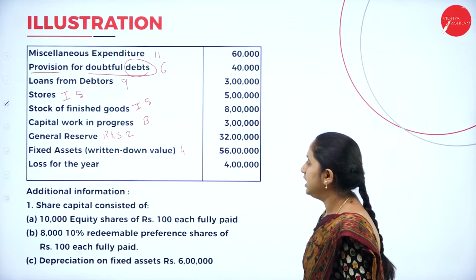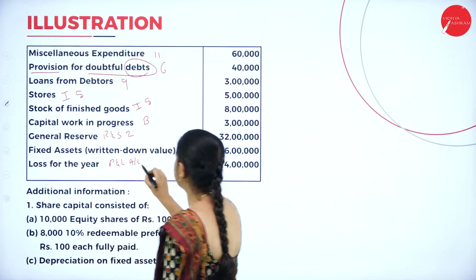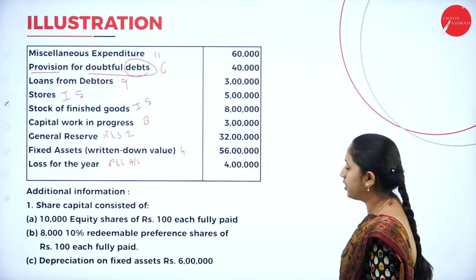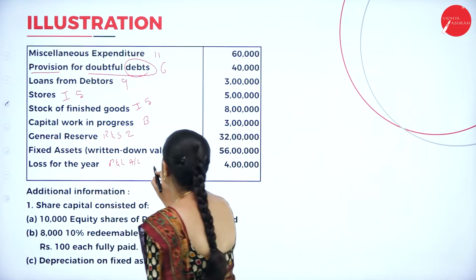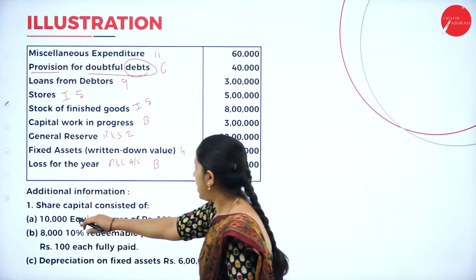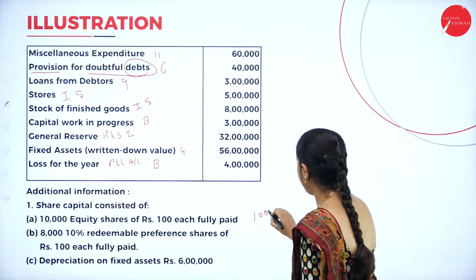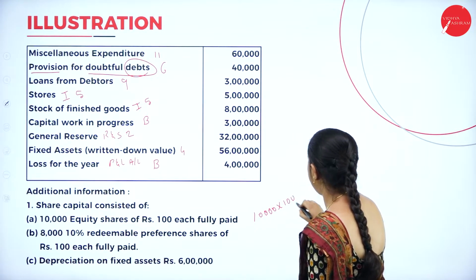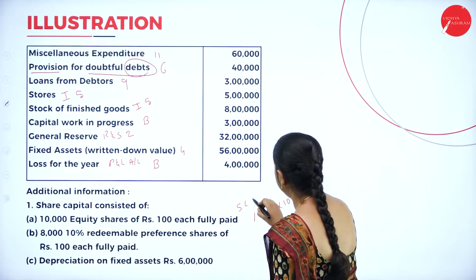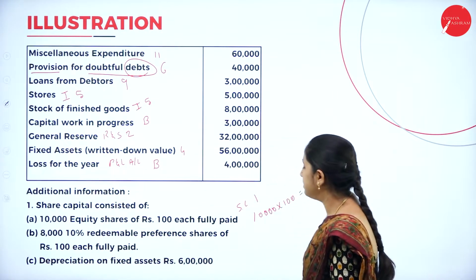Then loss for the year. This loss is the profit and loss account final amount. That means for the current year we are in a loss of 4 lakhs. So profit and loss account is directly in balance sheet. Next, additional information. 10,000 equity shares of rupees 100 each fully paid. That means 10,000 into 100 is share capital. This is share capital, schedule 1. Next, 8,000 10% redeemable preference shares.